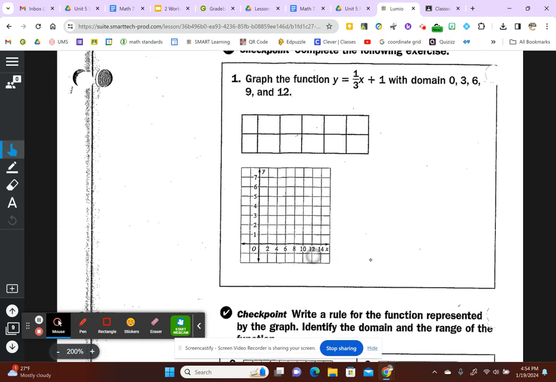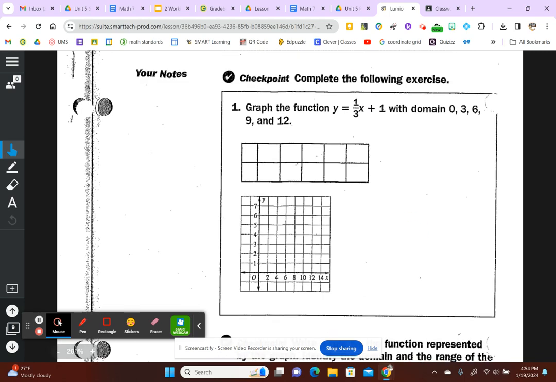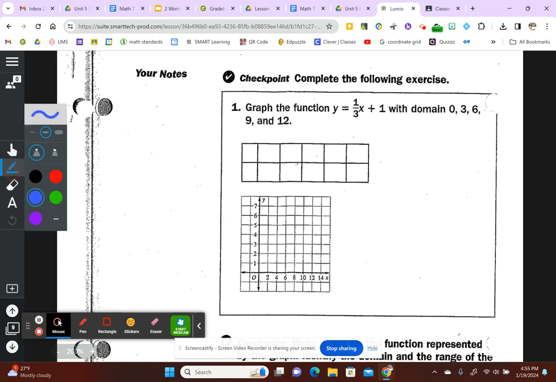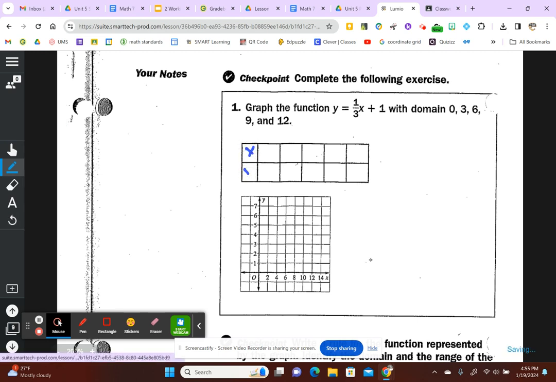So here you're going to do this on your own. They want you to graph that function with that domain. And again, because they're only giving you 1, 2, 3, 4, 5 points in the domain, you're only going to have 5 dots on your graph. You're not going to connect the line. So this is x, this is y. I'm putting in 0, 3, 6, 9, 12. This is a 1, this is a 2, this is a 3, 4, 5.